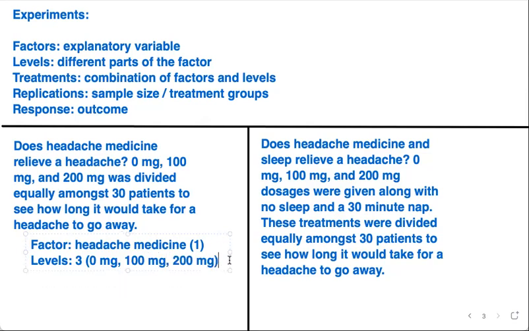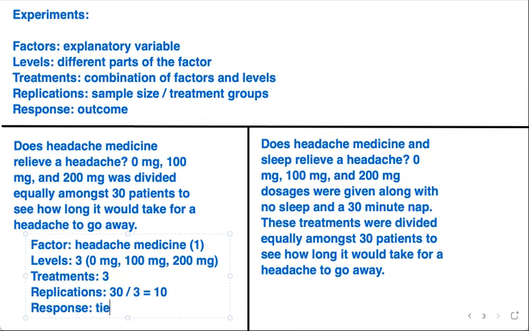As far as how many treatment groups we have, whenever you have one factor, it's going to be the same levels and treatments. There's 3 treatment groups: 100, 200, and of course, 0. And then replications is going to be the total sample size, 30 patients, divided by the number of treatment groups, which is 10 in each group. And lastly, what are we trying to do? What's the response? It's the time for the headache to go away. And there you go for this example.